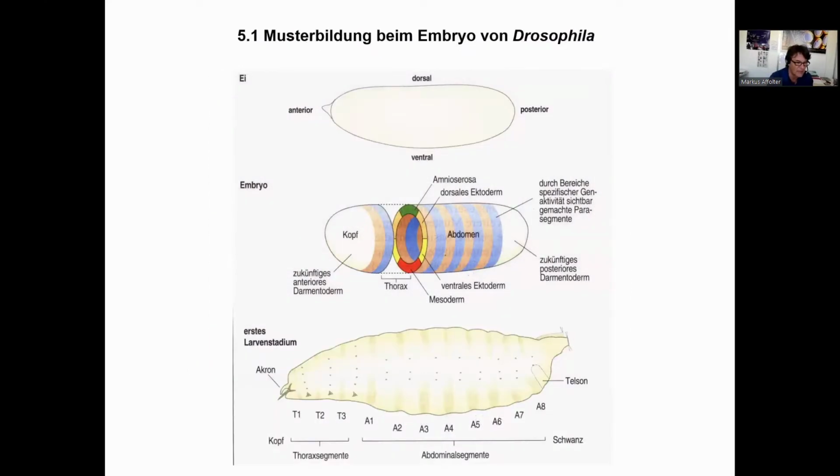And they did this famous screen. They looked at the larvae here and asked, are there mutations? You take a heterozygous fly, a male and a female, you cross them together.